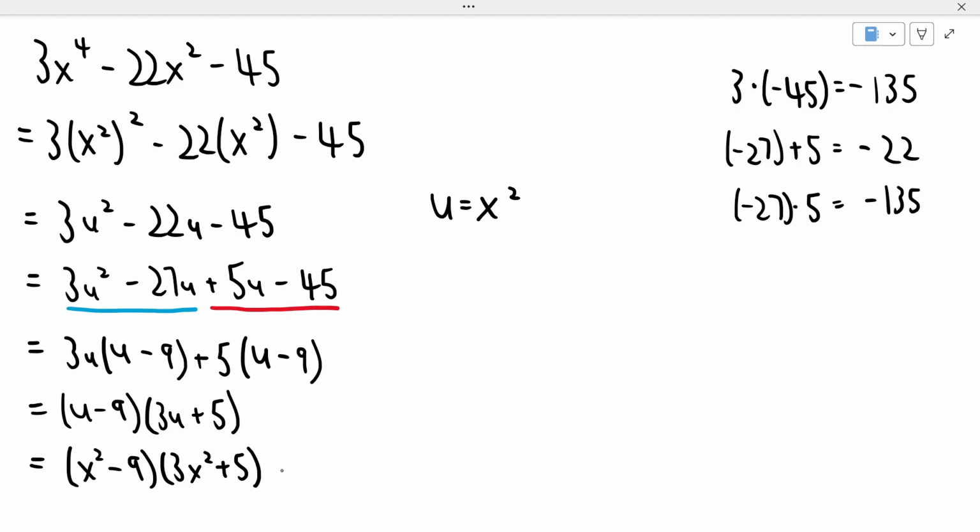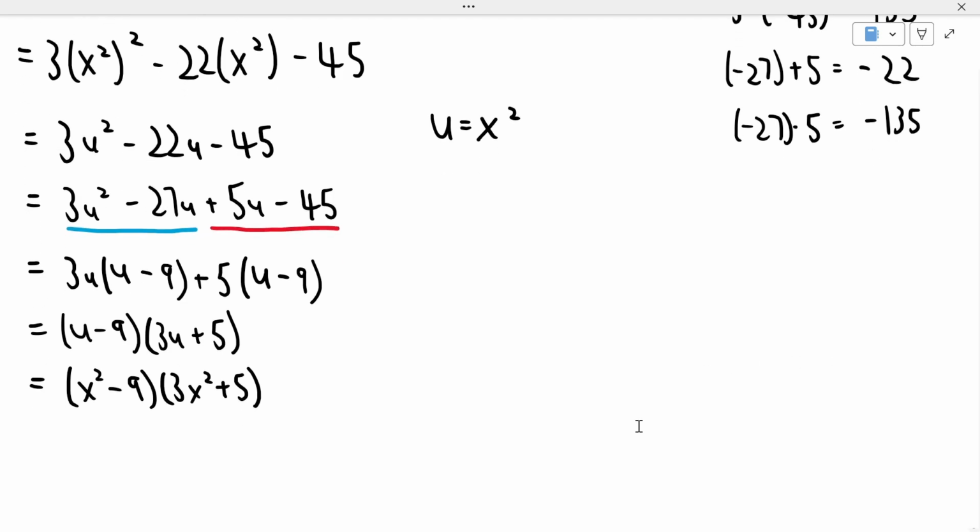We can actually factor this further because x squared minus 9 is a difference of two squares, since we can think of x squared minus 9 as x squared minus 3 squared. So we can factor this as x plus 3 times x minus 3.